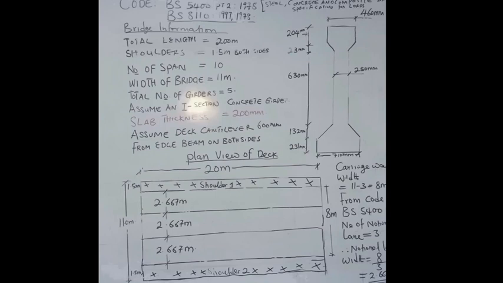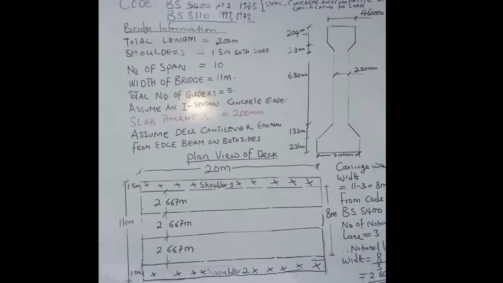We have it as this. You can see from the diagram, the total width of the bridge is 11 meters. We have the shoulders 1.5, 1.5. And of course, when we do that, we can easily calculate the carriageway width.